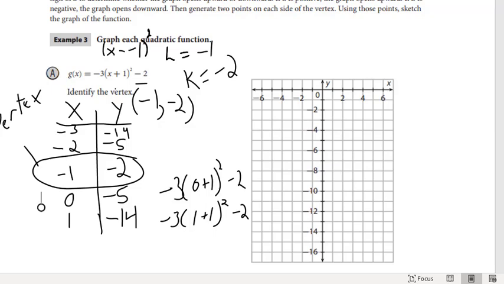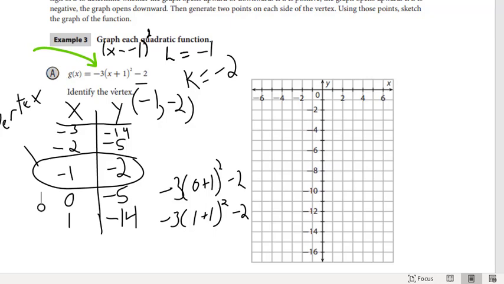All right, now plot our points, and we should know just by looking at the different parts, it's going to be opening down, it's negative. It's going to be skinny because that's a negative 3. It should be very skinny. The plus 1 inside means it should move to the left 1, and the minus 2 means it should move down 2. So we can kind of think of where it should be based off of all those things.